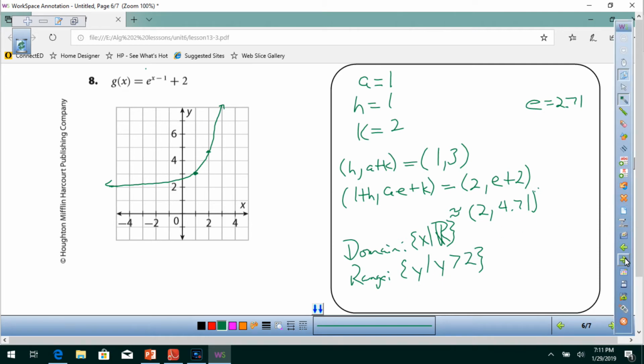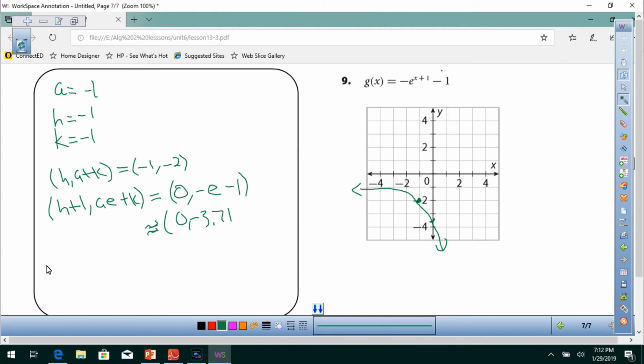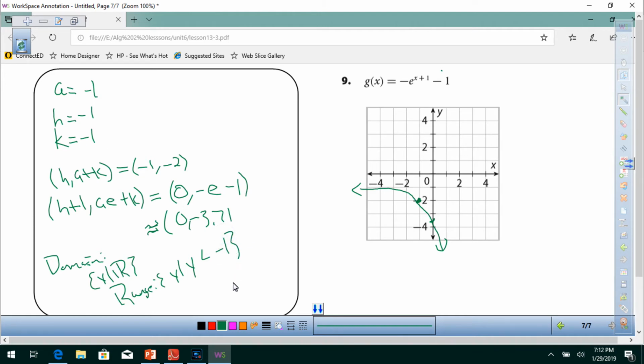Now, let's see here. Oh, let's do it here. What's the domain? All right. x such that x is all real numbers. And the range is going to be y such that y, we've got -1, that's going to be less than, and K is -1. All right, so that's 9.